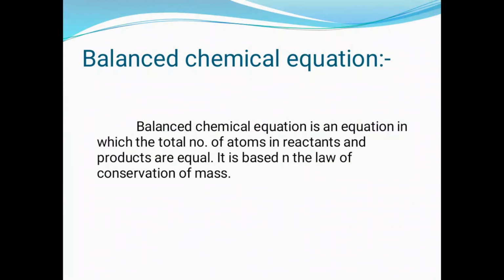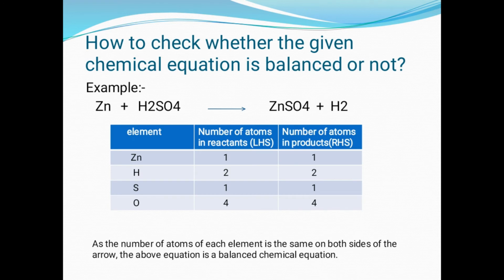A chemical equation is said to be a balanced chemical equation when the total number of atoms of a particular element is the same on both sides, that is, on the reactant as well as the product side. That is, if 3 N are there on the reactant side and 3 N are there on the product side as well, then it will be a balanced equation. But if the number of atoms is different on the reactant and product side, then it is not a balanced equation, as we have seen in our previous slide. So now we will see how to check whether the given chemical equation is balanced or not.